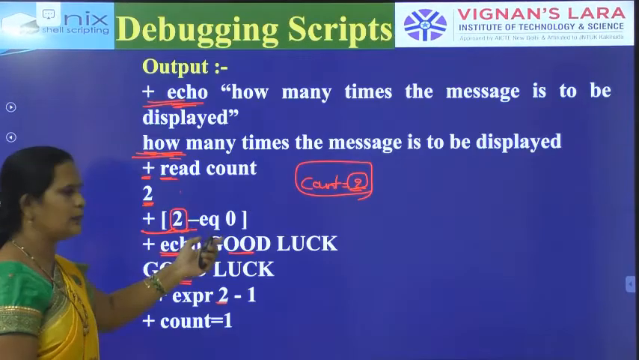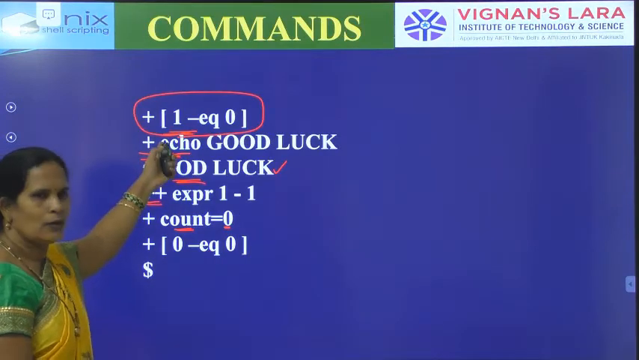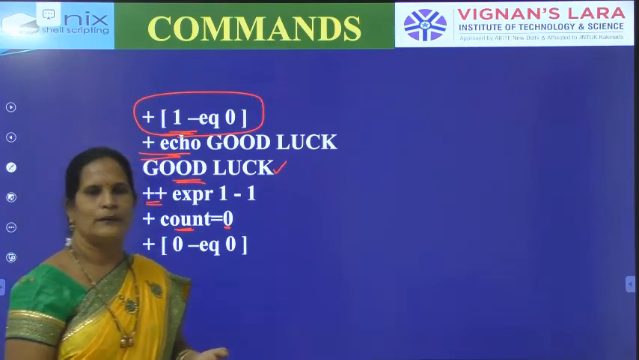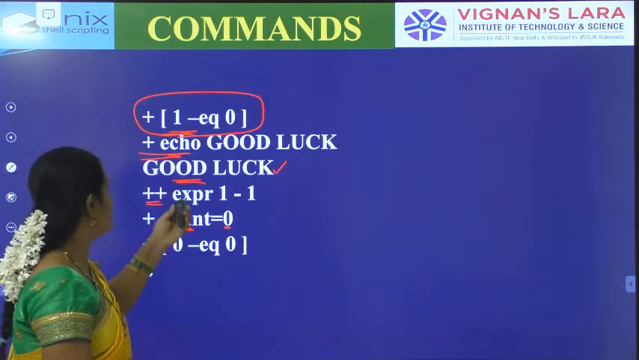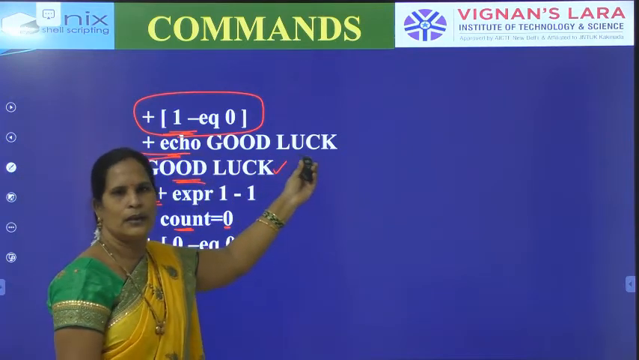Dollar count equal to 0. So the dollar count value is equal to 1. 1 equal to 0. Again the condition returns a false value. Then once again the statements specified between do and done are executed. The first statement is echo space dollar asterisk, meaning it is going to display the good luck message.